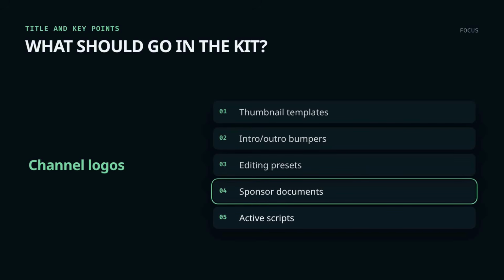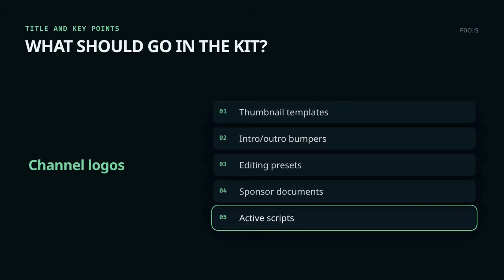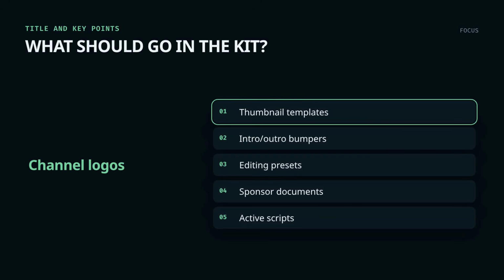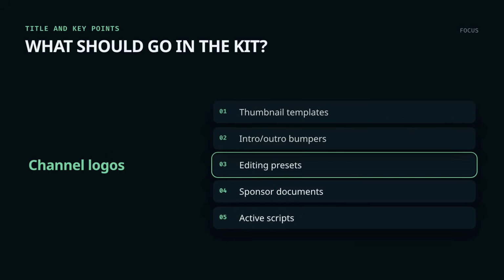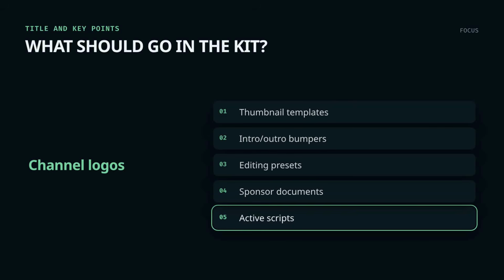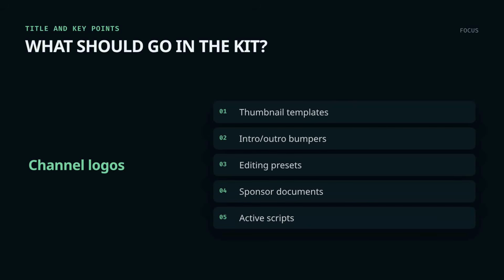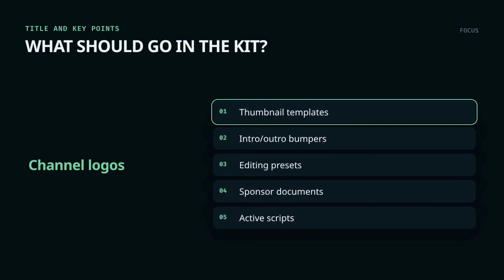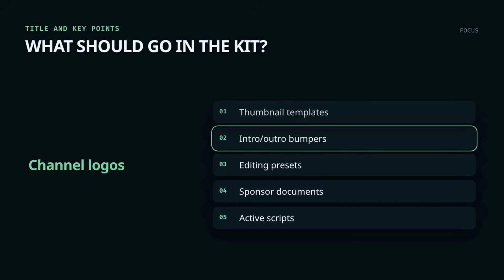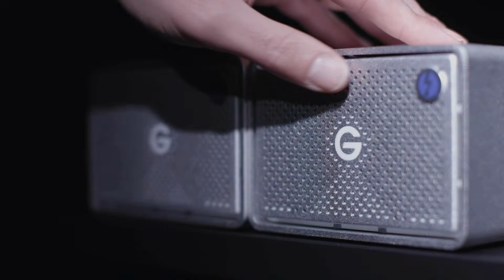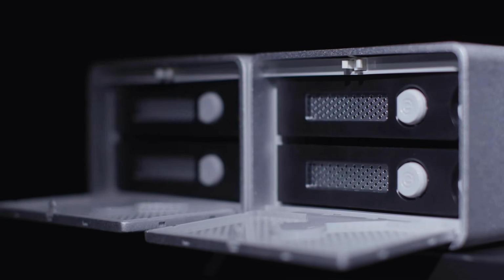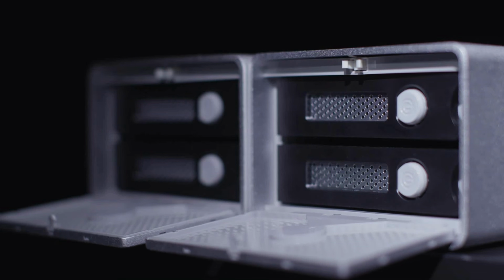And then also for content creators like myself, save the assets that allow you to keep working. So that could be like your channel logos or thumbnail templates, or let's say your intro and outro bumpers or files, editing presets or sponsor documents, active scripts, and current project files. You may not have room for your entire raw media archive, and that's fine. Prioritize the files that are difficult to recreate and the projects you are actively working on.